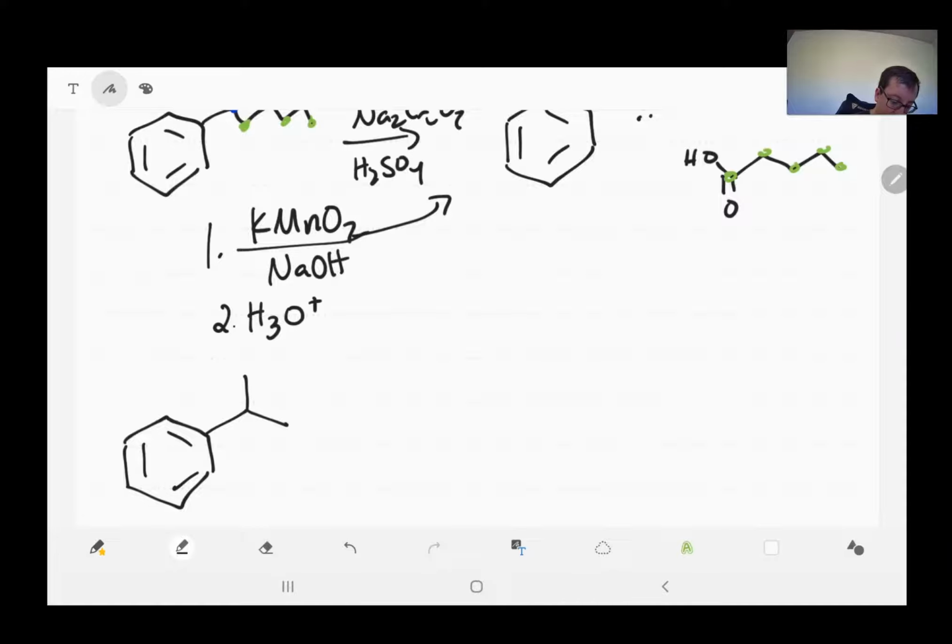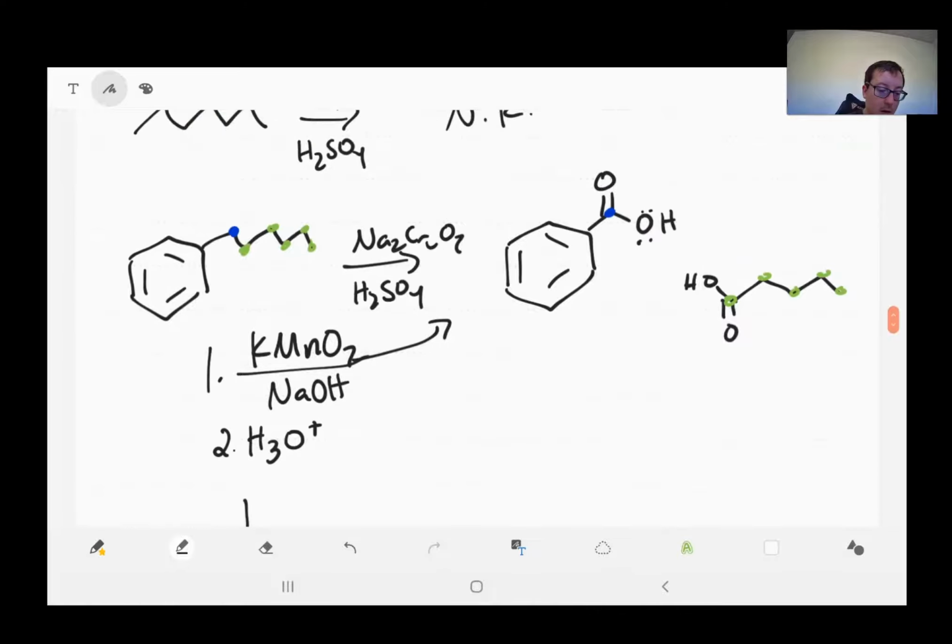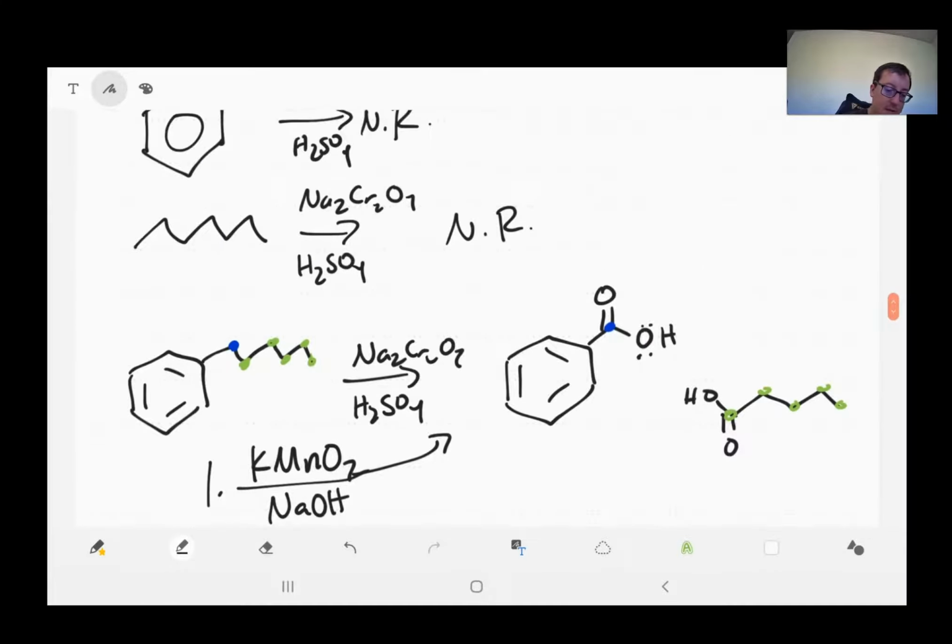Whatever, I'm just going to do isopropyl benzene. What was that reaction called? Oxidative cleavage, I guess. Some of these have names, some of them don't.